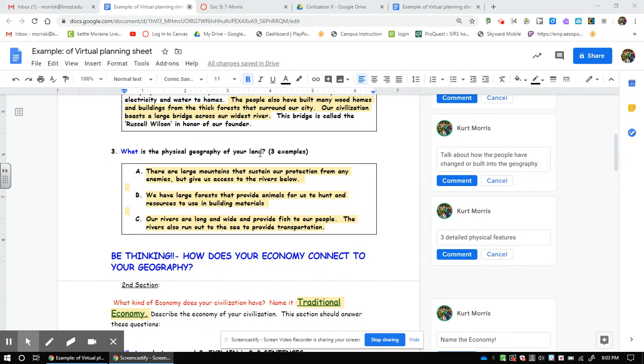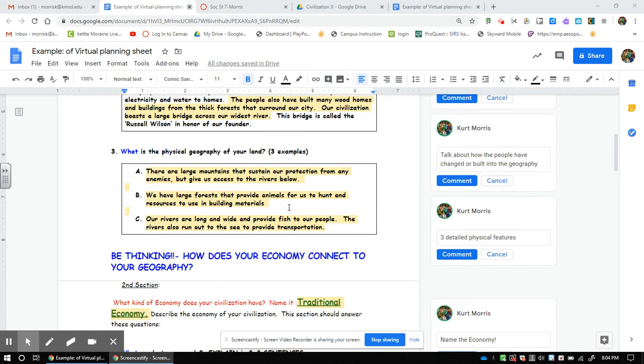What is the physical geography of your land? 3 examples. And as you can tell from earlier, I've kind of already set mine up. A, there are large mountains that sustain our protection from any of our enemies and give us access to the rivers below. We have large forests that provide animals for us to hunt and resources to use in our building materials. Our rivers are long and wide and provide fish to our people. The rivers also run out to the sea to provide transportation.